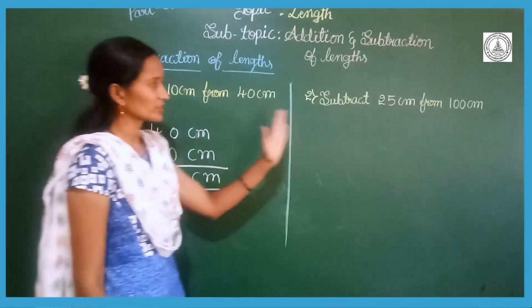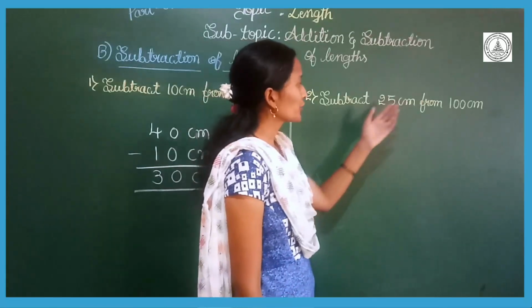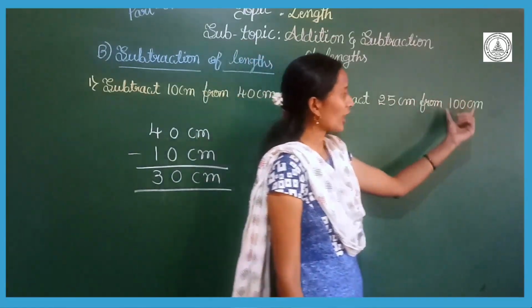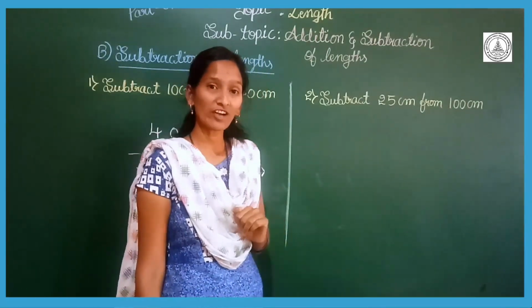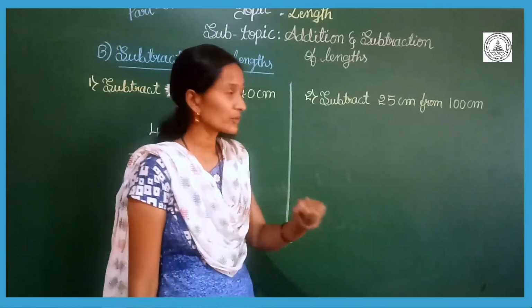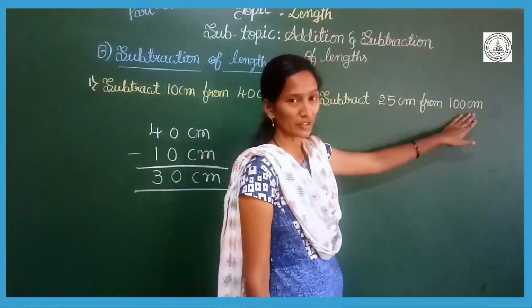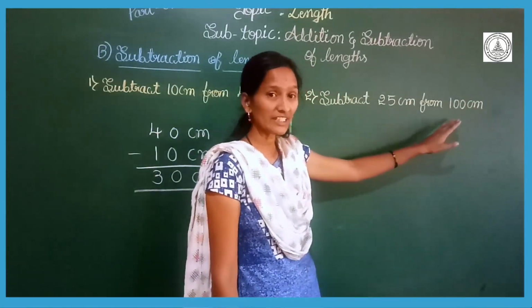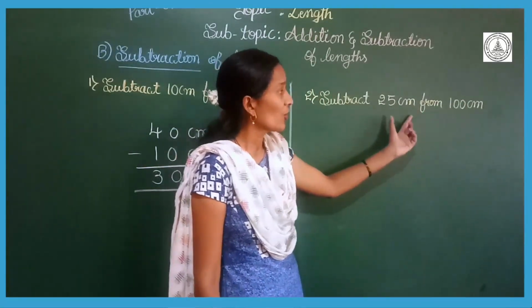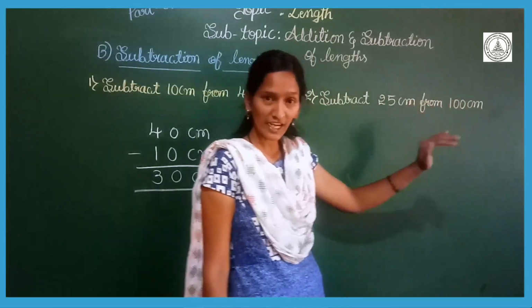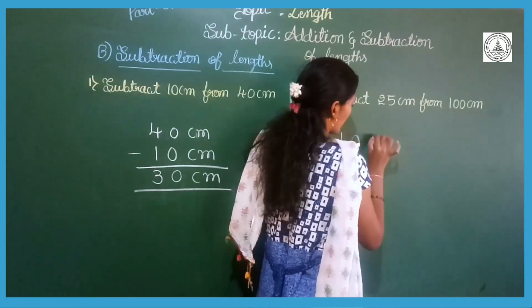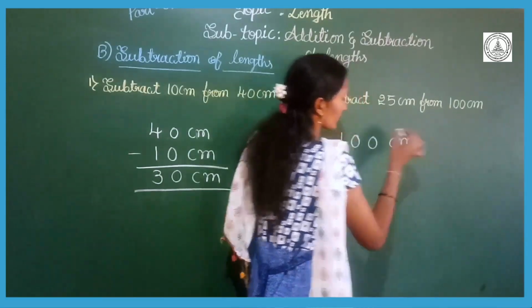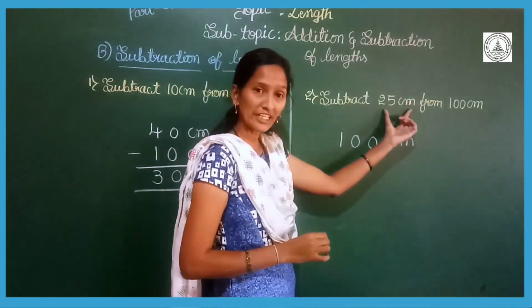Right? So students, the difference is 30 centimeter. Okay. So now come to the second problem. Subtract 25 centimeter from 100 centimeter. So which number are you writing at first? Yes, you have to write down the number 100 centimeter, because you are subtracting the number 25 from 100. Right? So write down 100 first, 100 centimeter. So next write down this 25.